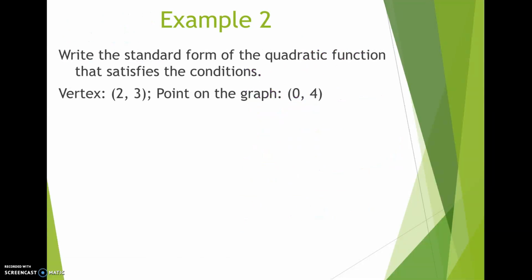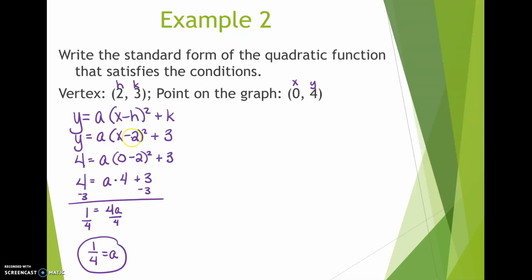In example 2, we're doing the exact same thing, but this time instead of giving us a picture, they tell us the information. So your vertex is (2, 3). The point on the graph is (0, 4). I want you to pause the video, try this problem on your own, play when you think that you're done, and we will check it.